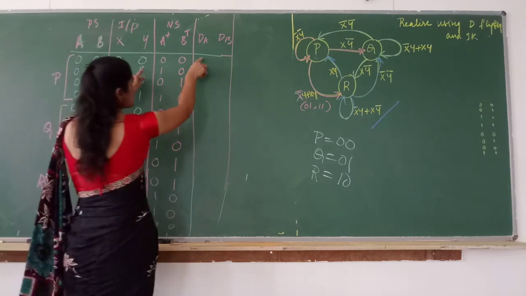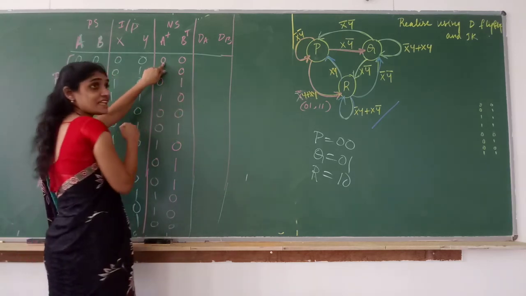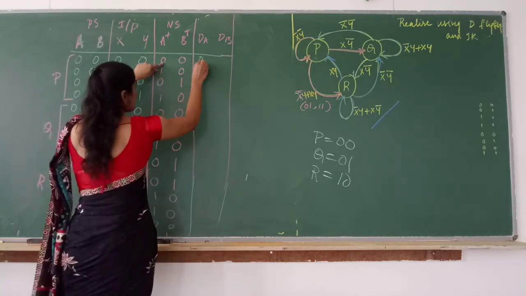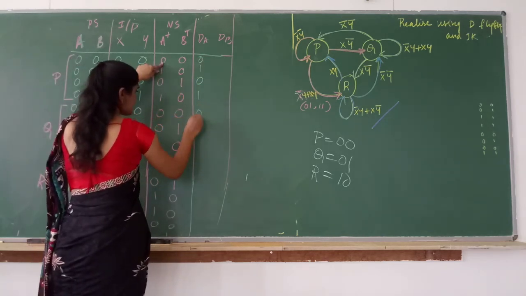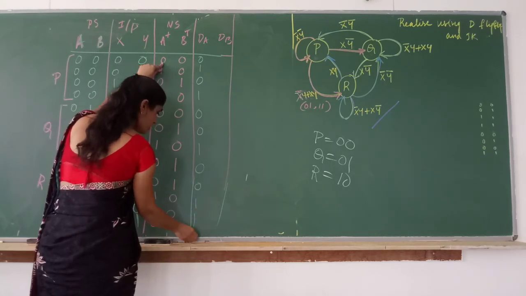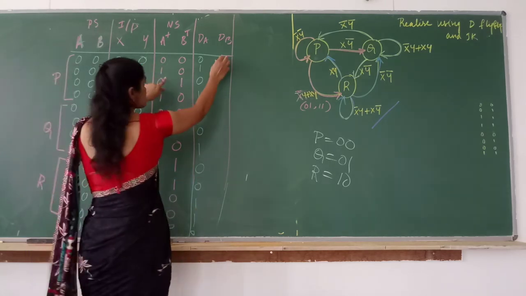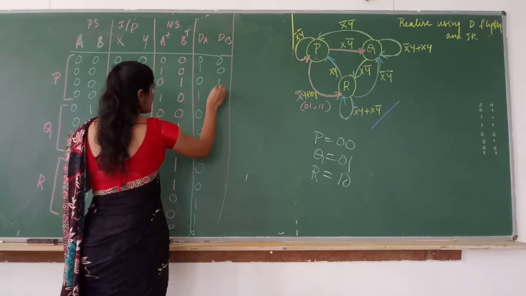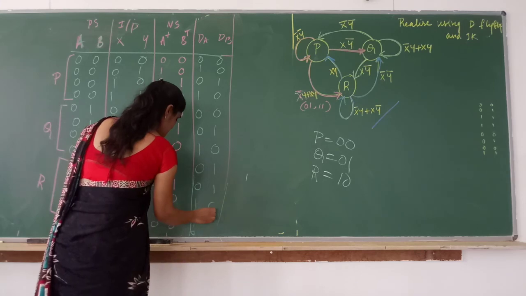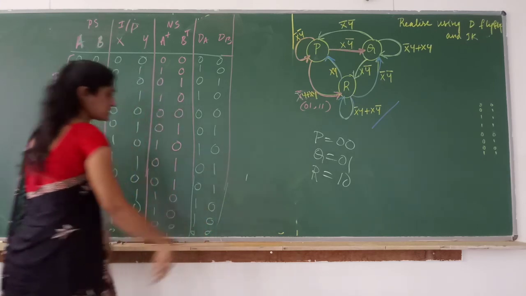Now write what is dA. Looking at the excitation table of dA, you have to fill. So dA is what? 0, 1, 0, 1, 0, 0, 1, 0, 0, 1, 1, 0, x, x, x, x. So dB is what? 0, 0, 1, 0, 0, 1, 0, 1, 1, 0, 0, 0, x, x, x.